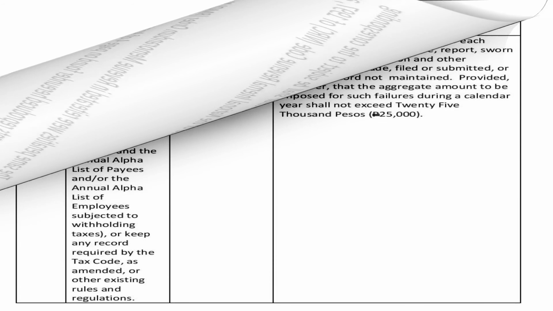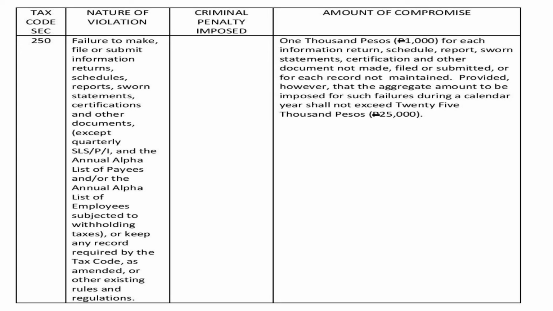So, this is it. Under Section 50, nature of violation: failure to make, file, or submit information returns, schedules, reports, sworn statements, certifications, and other documents. How much is the amount of the penalty? 1,000 pesos for each information return, schedule, report, sworn statement, certification, and other document not made, filed, or submitted, or for each record not maintained. Provided the aggregate amount to be imposed for such failures during the calendar year shall not exceed 25,000 pesos. So, 25,000 pesos is the penalty if you do not submit the list of inventory.